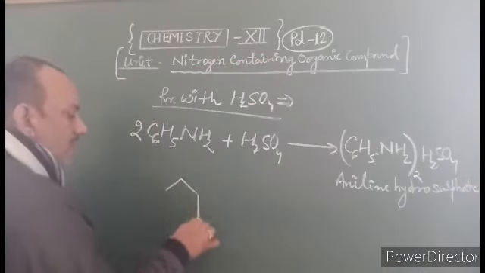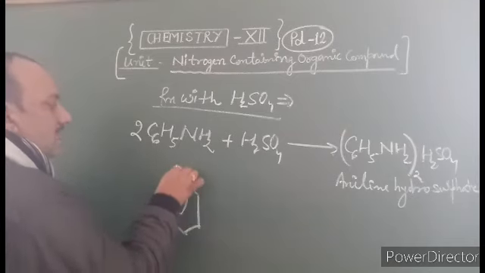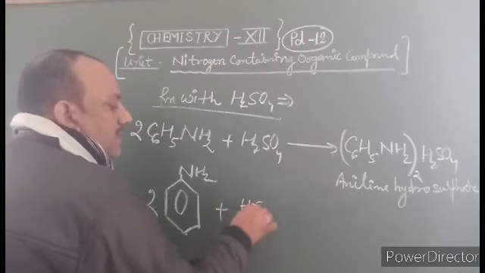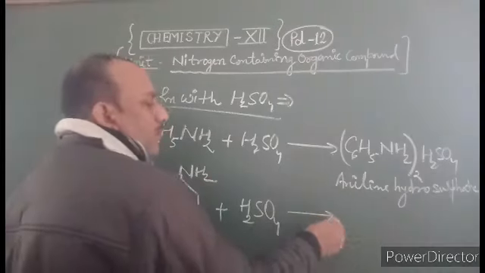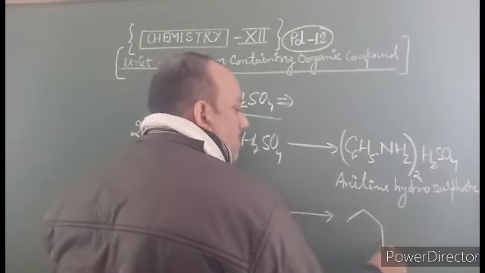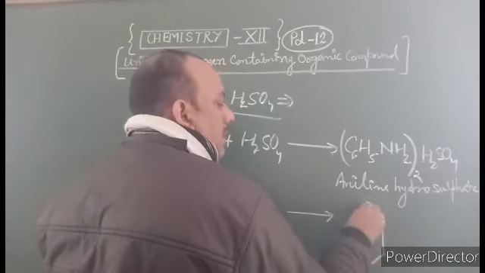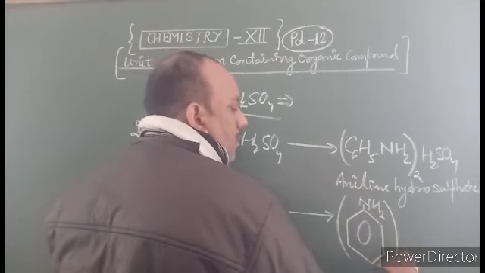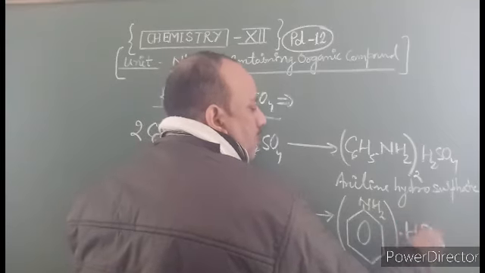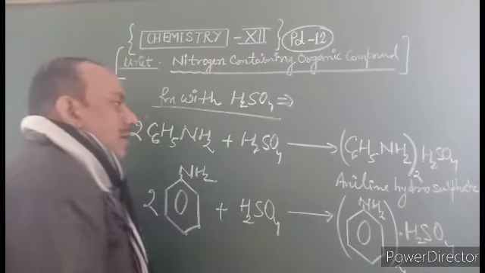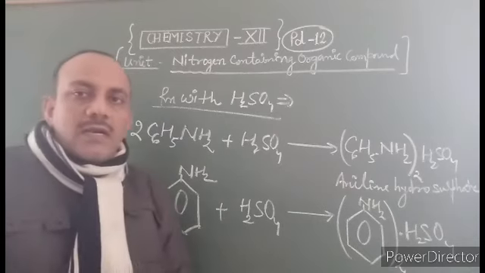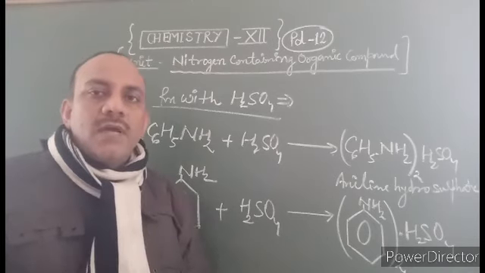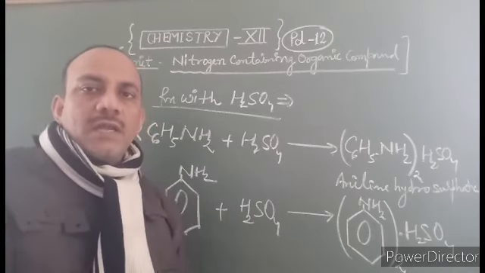Now in the structural formula, the structure of aniline C6H5NH2 reacts with sulfuric acid H2SO4 to form (C6H5NH2)2·H2SO4. Students, in another class we will discuss some other chemical reactions of aniline.